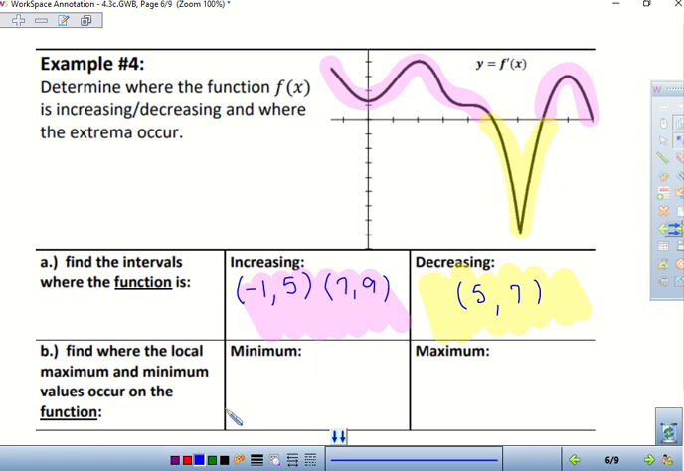And then local maxes and mins. We know that maxes and mins occur when the derivative is at y equals 0, because the slope changes sign. So here it goes from positive to negative, and here it goes from negative to positive, correct? Positive to negative makes a max. So we know we have a max at x equals 5. And then negative to positive means we have a minimum.